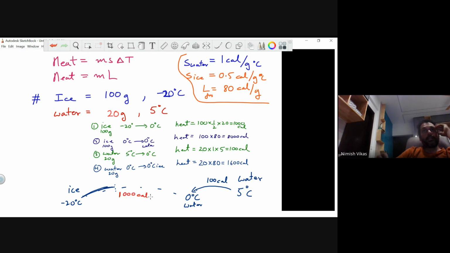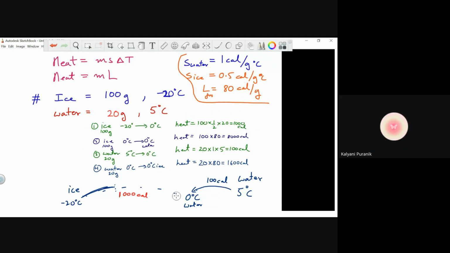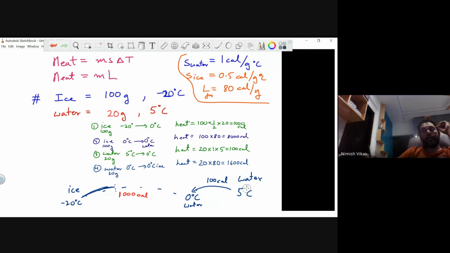Who was the lady who spoke out the sentence correctly? Kalyani. Kalyani, ice takes 1000 calories to go from minus 20 to 0. Get the point? Yes, sir. I didn't answer that, I just told the sentence. So water is the one who is giving the heat, and water is not able to give the heat of 1000. While reaching 0, it gave out 100.